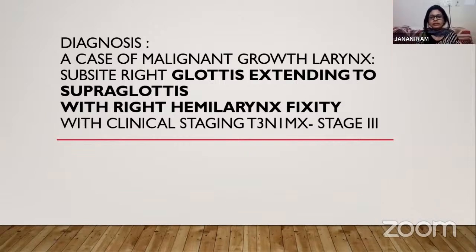If, sir, in this case, cricoarytenoid joint fixity is there, why is it important? It means that subglottic spread has occurred. Hemilarynx fixity is there, so subglottic spread is there. And then we can look for the subglottic involvement with an angle scope.